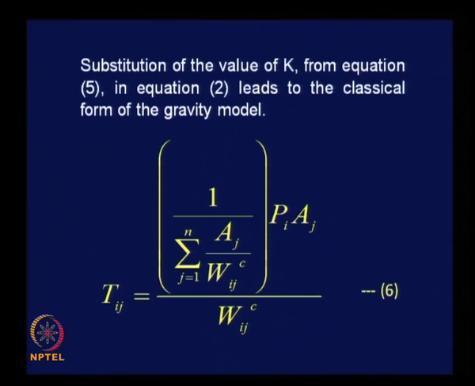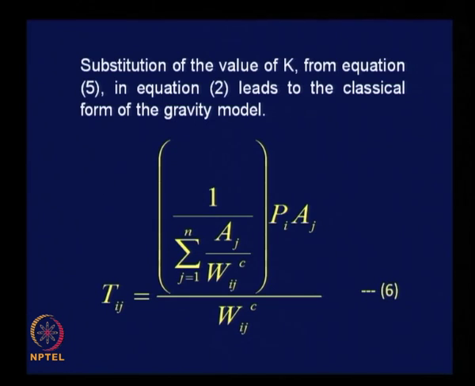right. So, we can write Tij to be equal to 1 by sigma j is equal to 1 to n aj divided by wij raised to power c into pi aj whole divided by wij raised to power c, isn't it. I am simply substituting the value of k from equation 5, the previous equation, in equation 2, and this leads to the classical form of gravity model.